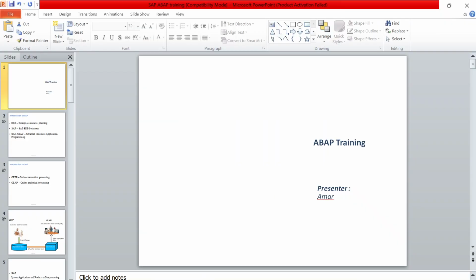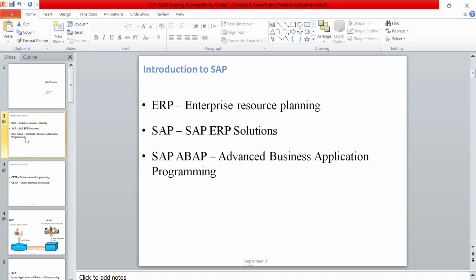And let's understand the basics. First thing, what is SAP? SAP is a product, a software product. Why are we calling it a product, not a technology or anything? How many of you know MS Office, Microsoft Office? How many of you know?